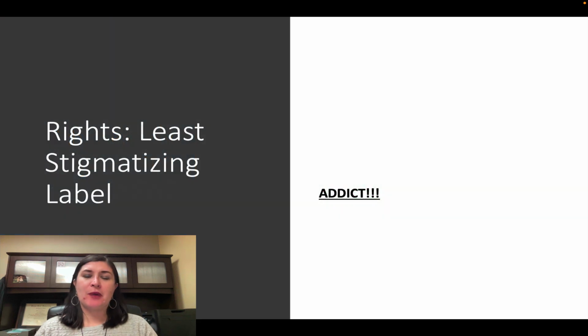Individuals also have the right to not be stigmatized, so we want to make sure we're using the least stigmatizing label. Rather than saying that somebody is an addict, saying that they have an addiction or have a substance use disorder, it is the least stigmatizing label.